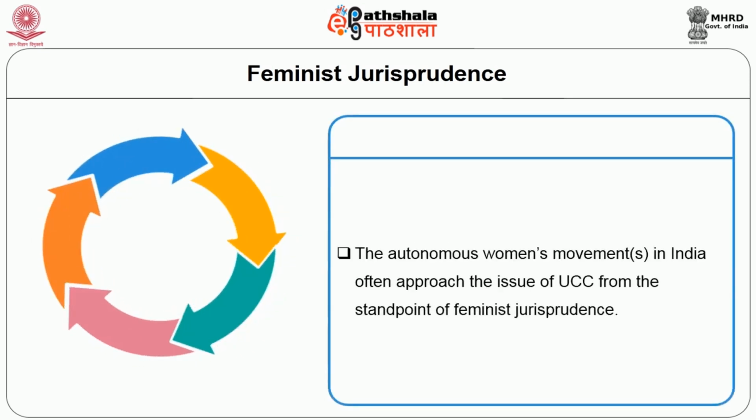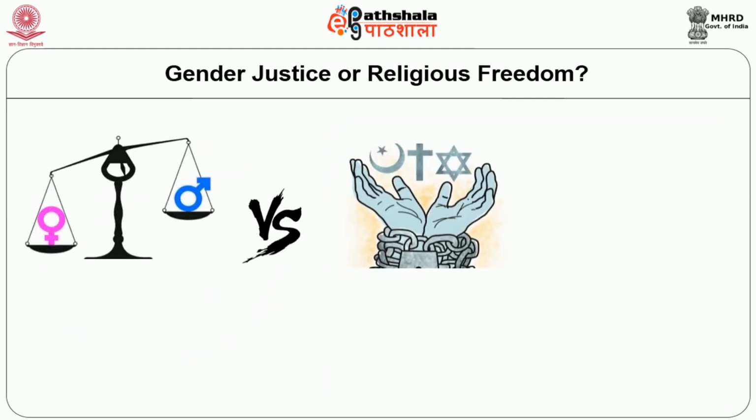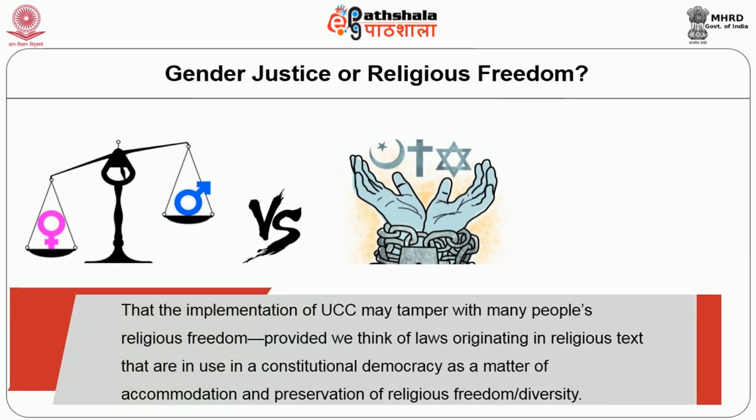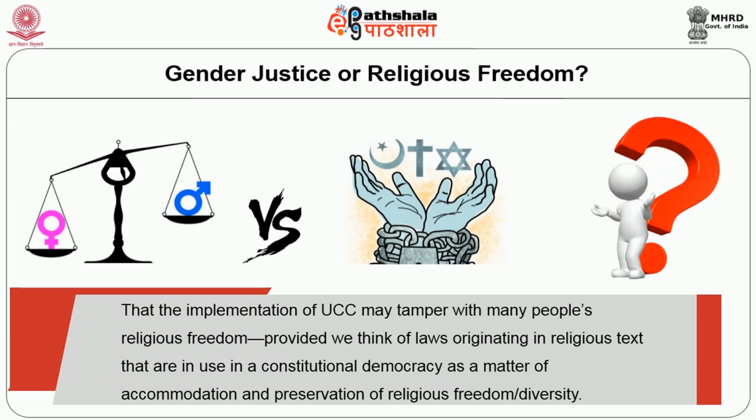The autonomous women's movement in India often approached the issue of UCC from the standpoint of feminist jurisprudence. Conclusion: gender justice or religious freedom. It might seem to you from previous sections that the UCC is a matter of gender justice versus religious freedom, that the implementation of UCC may tamper with many people's religious freedom, provided we think of laws originating in religious texts that are in use in a constitutional democracy as a matter of accommodation and preservation of religious freedom and diversity. What do you think?